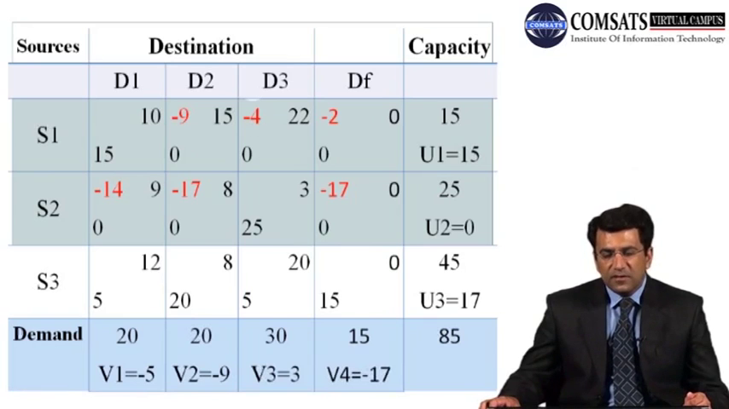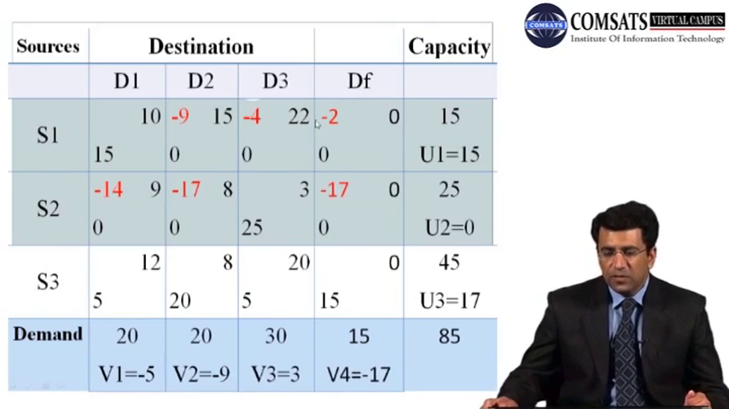Now again class, it is always better to write these shadow costs in the upper left corner of a particular cell, so you can easily identify where you have written the shadow cost for the different cells. So again class, the shadow cost for S1 D4 cell will be equal to U1 plus V4, that is 15 minus 17, minus 2, minus this cost 0. So minus 2 minus 0, it will become minus 2.